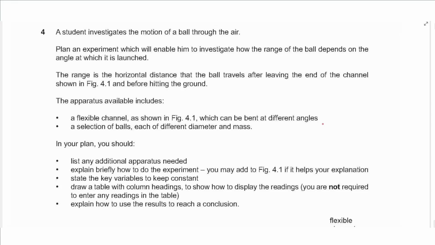Then you draw a table and you either say compare values or mention any equation for calculation, or you say plot a graph of independent variable on the x-axis, according to which is the independent variable in this experiment, and the dependent variable on the y-axis. So we read first the experiment. It says a student investigates the motion of a ball through the air. Plan an experiment which will enable him to investigate how the range of the ball depends on the angle at which it is launched. The range is the horizontal distance that the ball travels after leaving the end of the channel, shown in figure 4.1, and before hitting the ground.